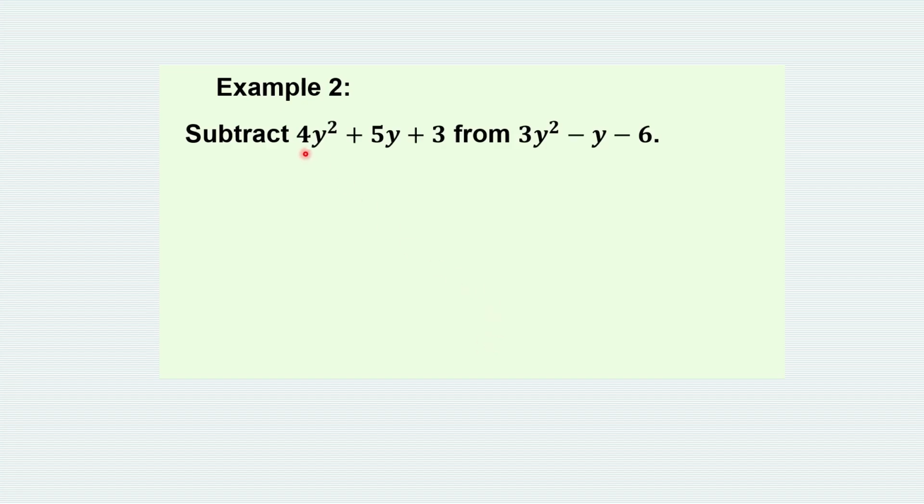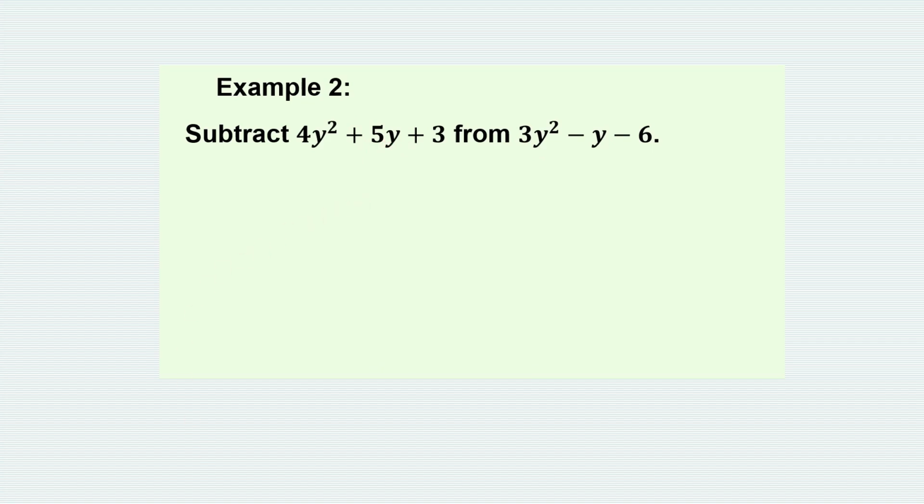For subtraction, we're not going to use algebra tiles since it's not that easy to visualize subtraction using your algebra tiles. We're just going to use this vertical computation. So let's have our example number 2. Subtract 4y squared plus 5y plus 3 from 3y squared minus y minus 6. Again, it's really important that you understand which is the minuend and which is the subtrahend.